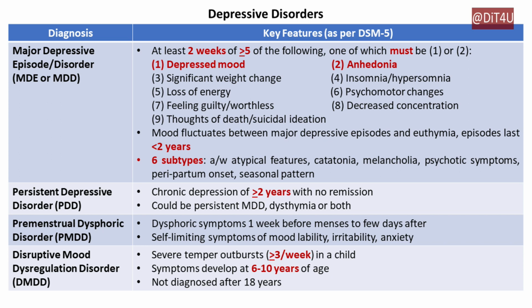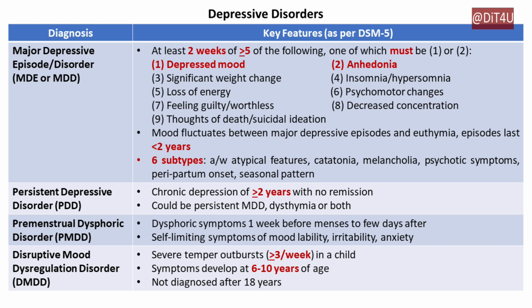Okay, persistent depressive disorder, chronic depression of 2 or more years with no remission. Major depressive disorder itself can persist for more than 2 years, or it could be dysthymia. That means chronic low mood, not severe enough to call MDE. Or it could be both. Sometimes it is dysthymia and sometimes it is MDD, but lasting for more than 2 years.